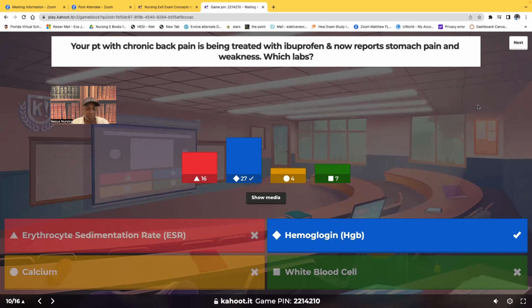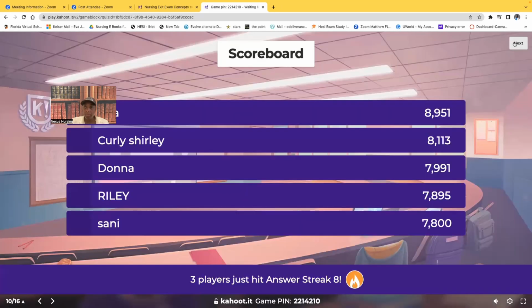calcium would, for example, if you have a patient that has ingested an excessive level of calcium, or the kidneys aren't working, they've got kidney disease and they're not excreting enough calcium, that can cause them to be hypercalcemic. But you wouldn't expect it with this type of patient who's taking an NSAID for chronic pain and now for back pain, and now they've got stomach pain. That should lead you to think about, okay, they probably got a bleeding ulcer. And of course, WBC is more for infection. So the correct answer here is hemoglobin.